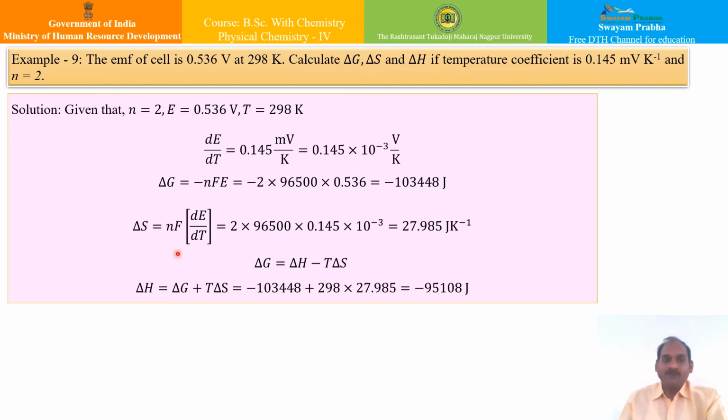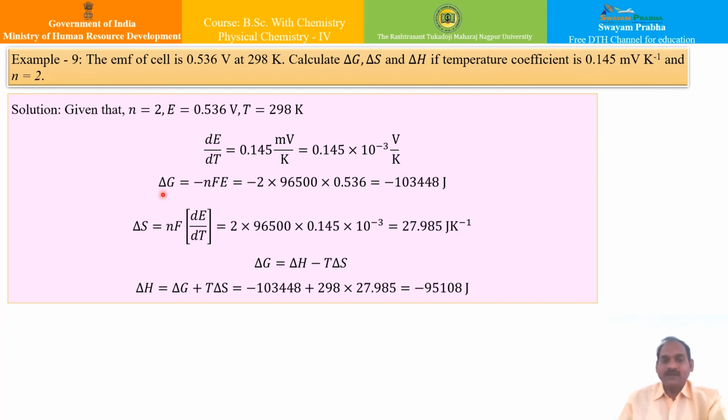Let us see how. Now what is given? We have been given the EMF of the cell, that is 0.536. We have been given N is equal to 2, the number of electrons involved. We have been given the temperature, that is 25 degrees centigrade, 298 K. The temperature is maintained, and also the temperature coefficient dE by dT is given as 0.145 millivolt per Kelvin. So I can convert it into volts. So it is 0.145 into 10 to the power minus 3 volts per Kelvin.